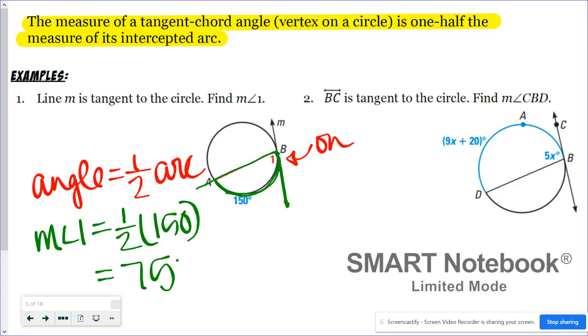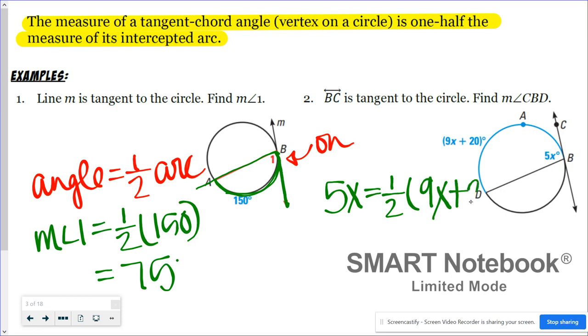In problem number 2, BC is tangent to the circle. Find the measure of angle CBD. So here we have some algebra. The rule is still the same. The angle is half the arc. Okay? So I can write an equation. I could be like the angle is 5x, and this is half of the arc, which is 9x plus 20.